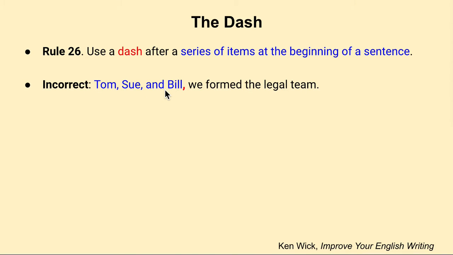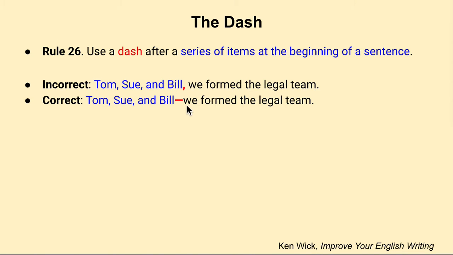Basically, we already have commas here, so we can't separate this series at the beginning of a sentence with a comma again. So in this case, we need to use the dash to separate it. Once again, use a dash after a series of items at the beginning of a sentence.